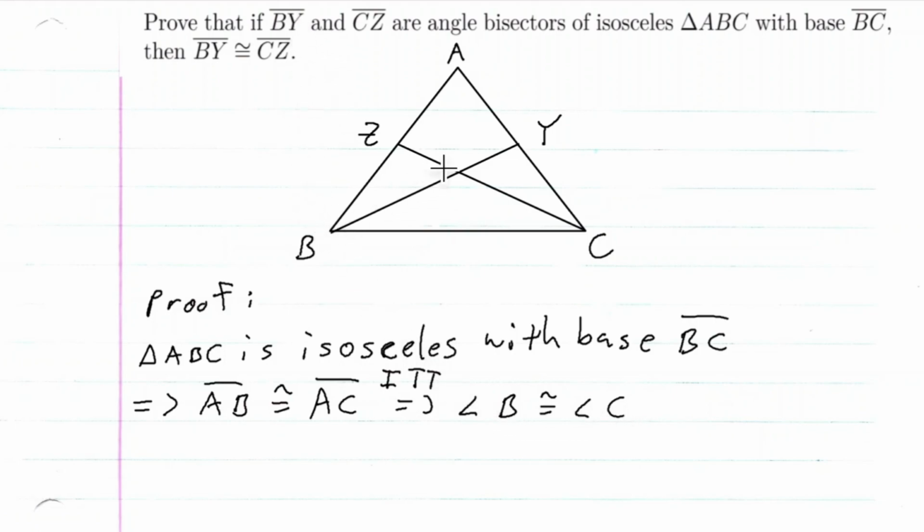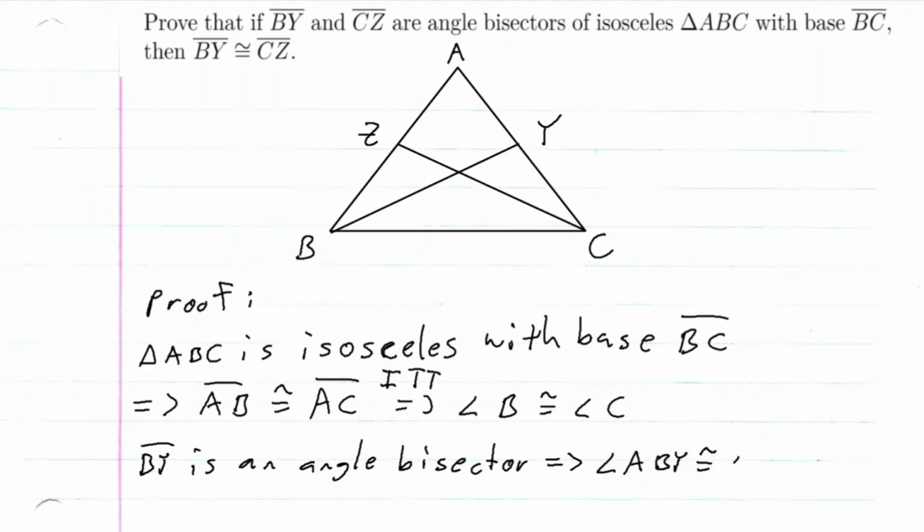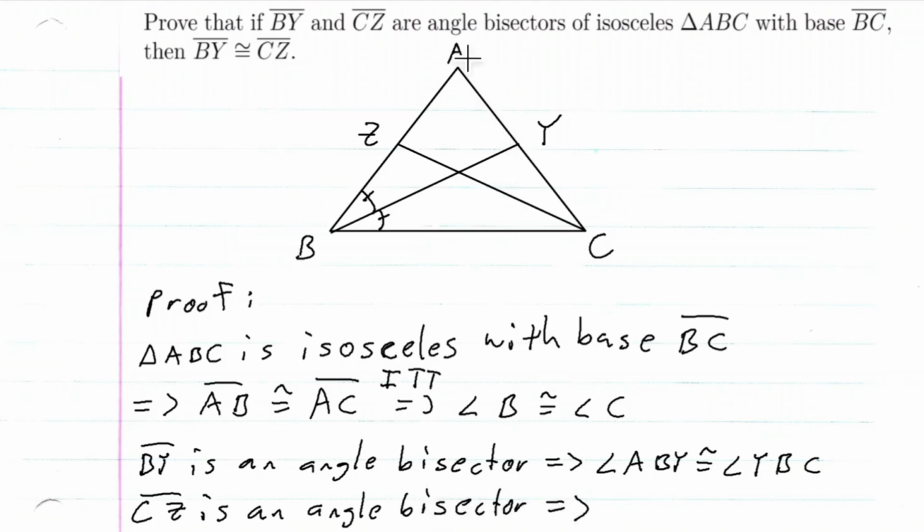The other bit of information we know is that BY is an angle bisector. So BY is an angle bisector, implies that angle ABY is congruent to angle YBC. Right? We know that this angle is congruent to this angle here. We also know that CZ is an angle bisector, implies that angle ACZ is congruent to angle ZCB. Right? We know that this angle is congruent to this angle.